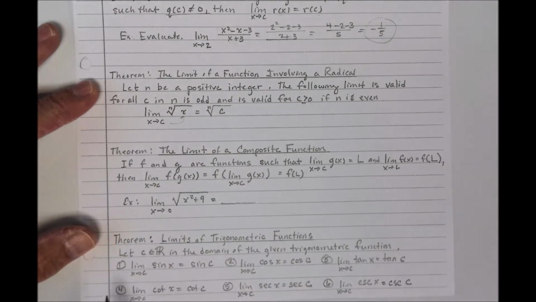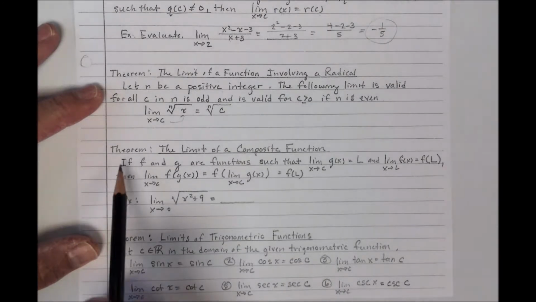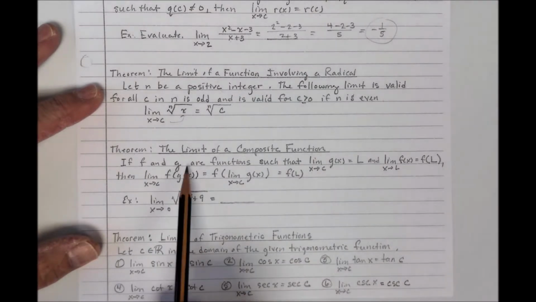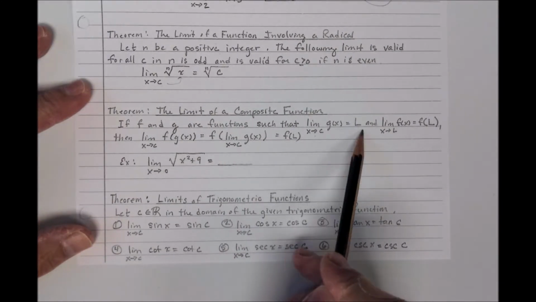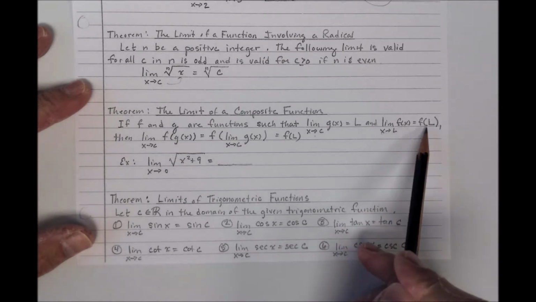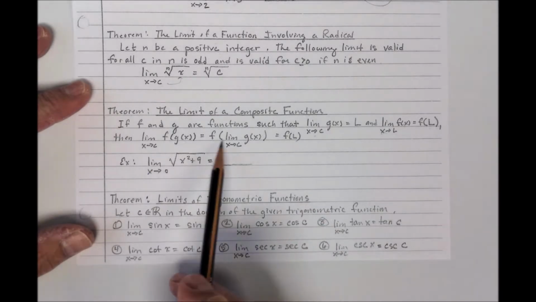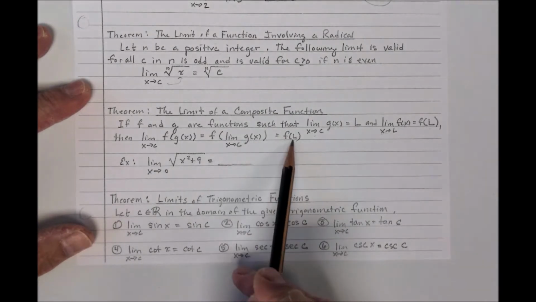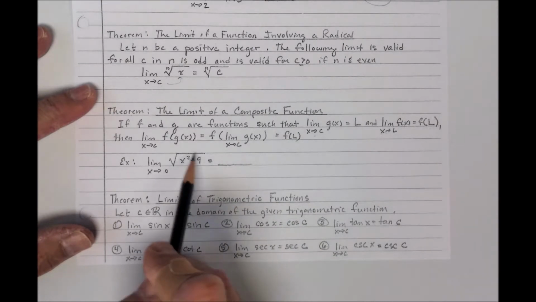Really nice. So I'll do an example like that here in just a second, but I'm going to combine it with this theorem. The limit of a composite function. If f and g are functions such that the limit as x approaches c of g of x is L, and the limit as x approaches L of my outer function f of x is f of L, then the limit as x approaches c of f of g of x is f of the limit as x approaches c of g of x, which is f of L, whatever that might turn out to be. So in this case, I have a polynomial function, that's my g of x.